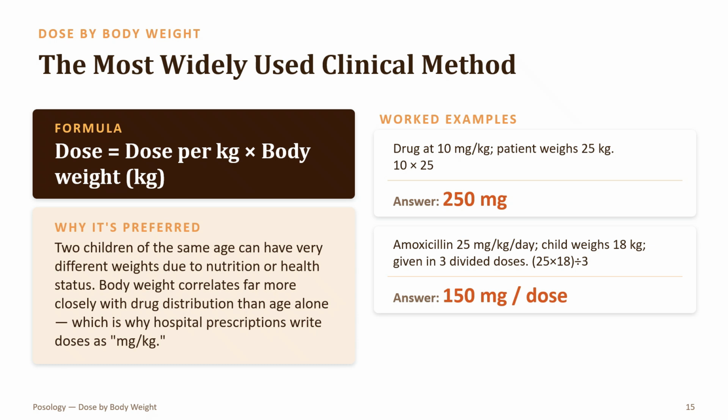Worked example: a drug at 10 mg per kg and the patient weight is 25 kg, then the dose will be 250 mg.